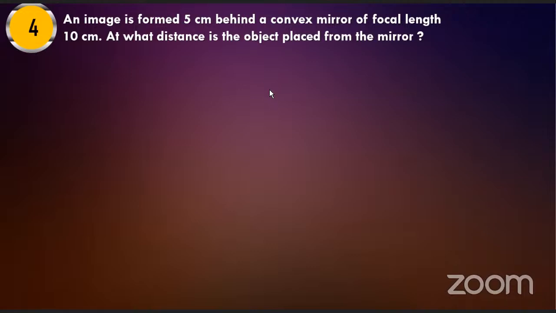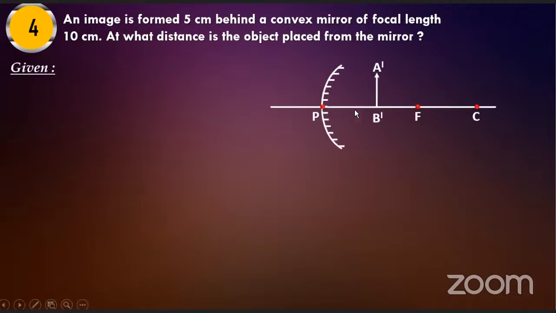But what is our first step in this question? To identify which type of mirror it is. Simply draw the type of mirror. Convex mirror. So we have to find the object distance here. Image distance is already given: the image is formed at a distance of 5 centimeters and focal length is 10.